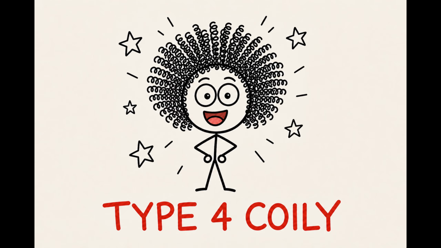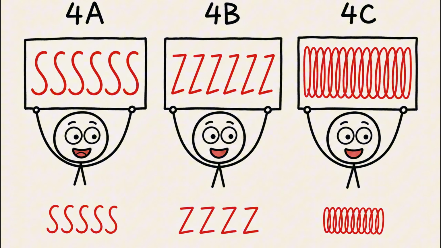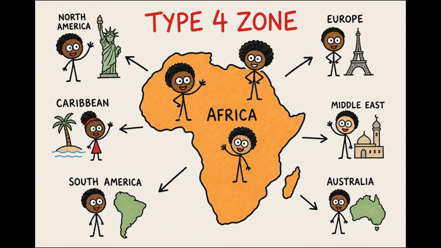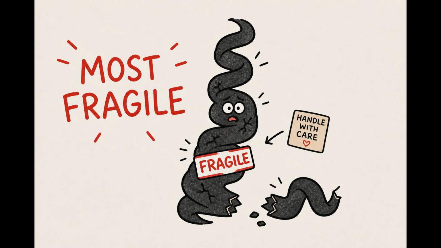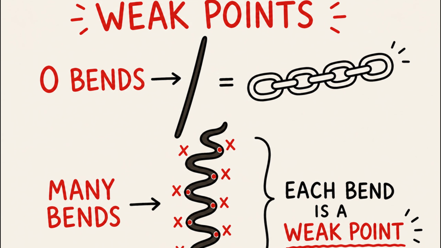Type 4 is where things get really unique. Coily hair, also called kinky hair. 4A has visible S-pattern coils. 4B is Z-shaped. 4C is so tight it barely has a visible pattern. This hair type is most common in people of African descent. And here's a wild fact. Type 4 hair is actually the most fragile. Each bend in the hair is a weak point. More bends, more chances to break.